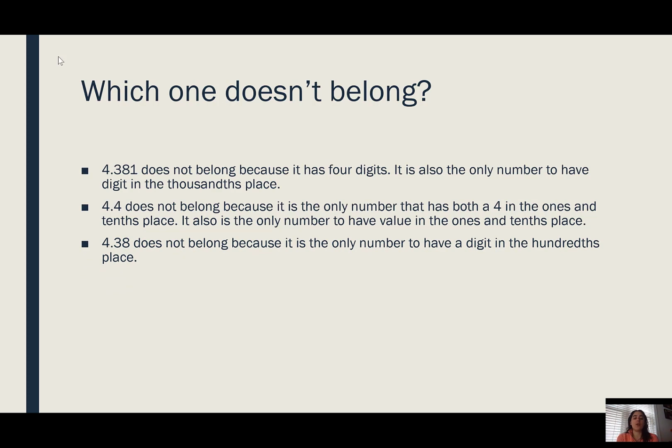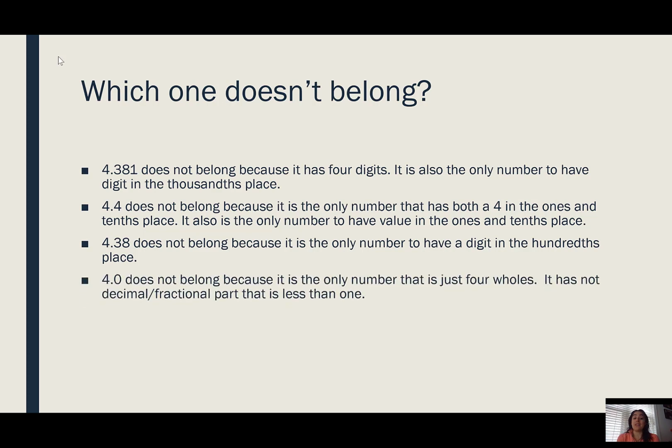4 and 38 hundredths does not belong because it is the only number to have a digit in the hundredths place. In this case, the 8 is in the hundredths place. 4 and 0/10ths does not belong because it is the only number that is just 4 wholes. It does not have a decimal or fractional part that is less than 1.